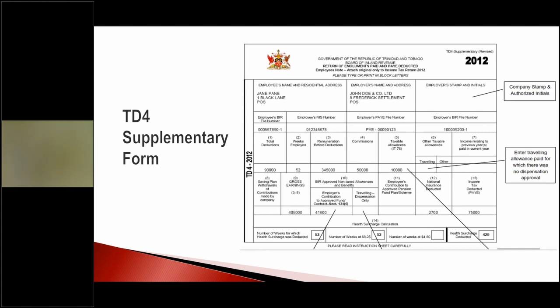You enter the traveling allowances, you enter the company stamp on the top right-hand corner, and you must initial it for the employee. Stamp it and initial it there. And then, of course, you have all the taxable deductions and all the payments otherwise being made. It's a very important thing to do.